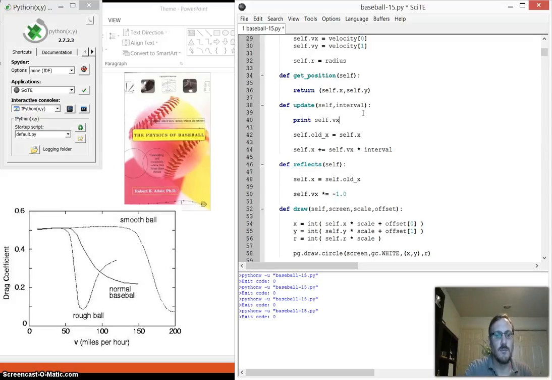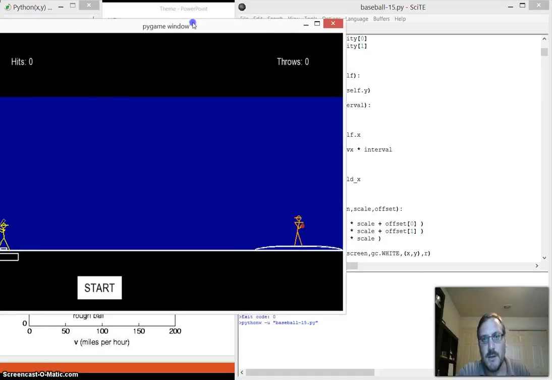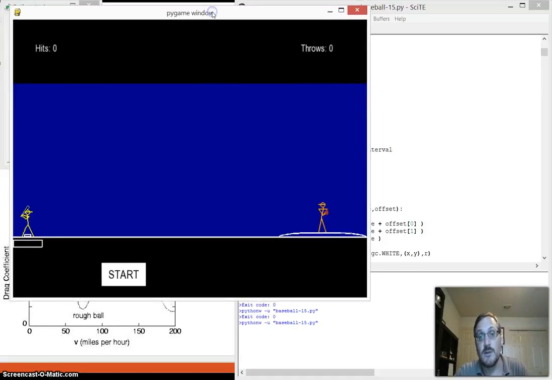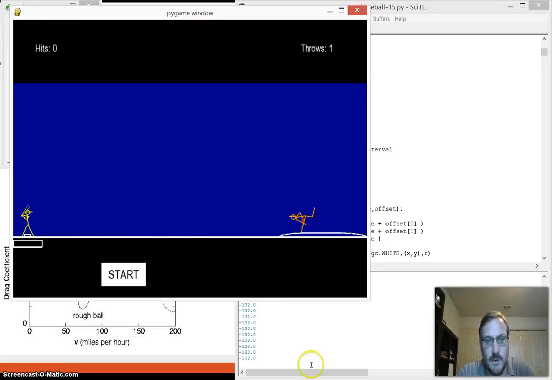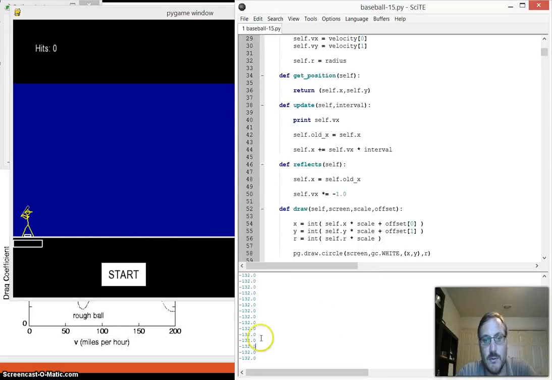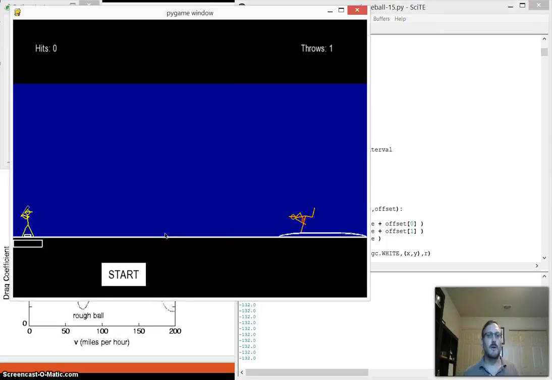One thing I'd like to do before I introduce the air resistance is put this print statement in. The print statement is going to let me show you that when I throw the ball, the speed of the ball doesn't change. It's at minus 132 feet per second. Minus means it's going left, and 132 just means feet per second. That's its rate.